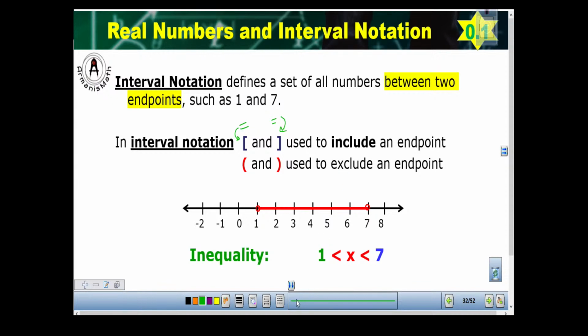It's not part of your solution. Let's take an example. For example, I have here a number line from 1 to 7. And I have an open circle here and an open circle here, with all numbers in between.